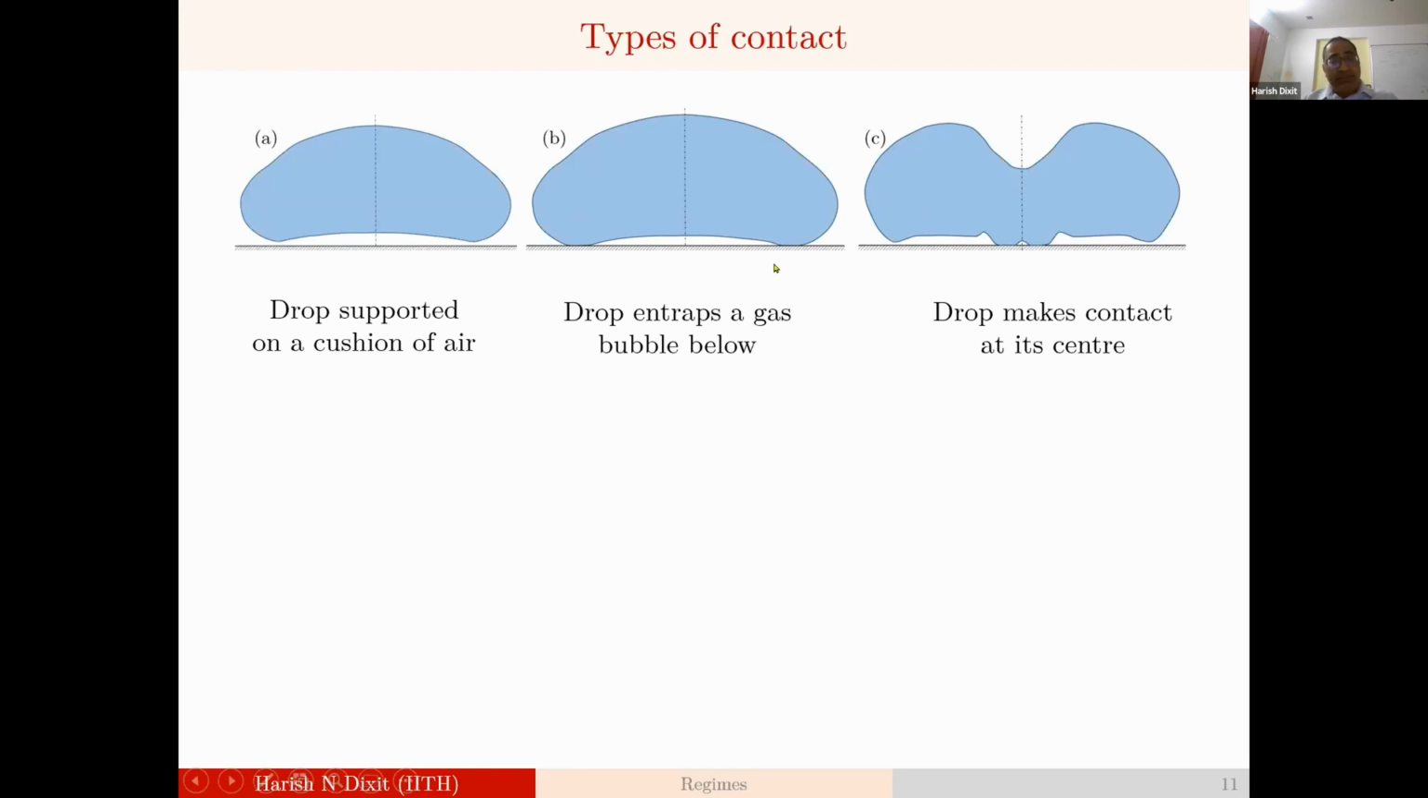There's another scenario which is also reported in experiments, which is that the drop traps a very, very tiny bubble right in the middle, but it also has a minima away. But the contact does not occur at the outer minima, it occurs at the inner minima.